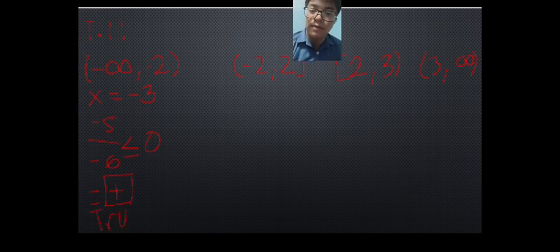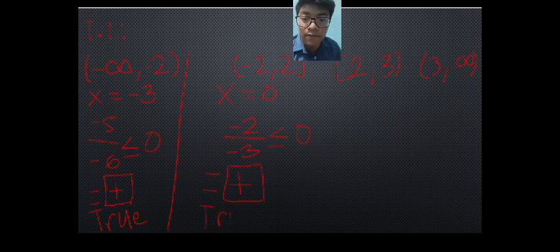Okay? For our second interval, negative 2 to positive 2, let's choose 0. So, negative 2 over negative 3. If you divide them, that will become positive. So, that is true.